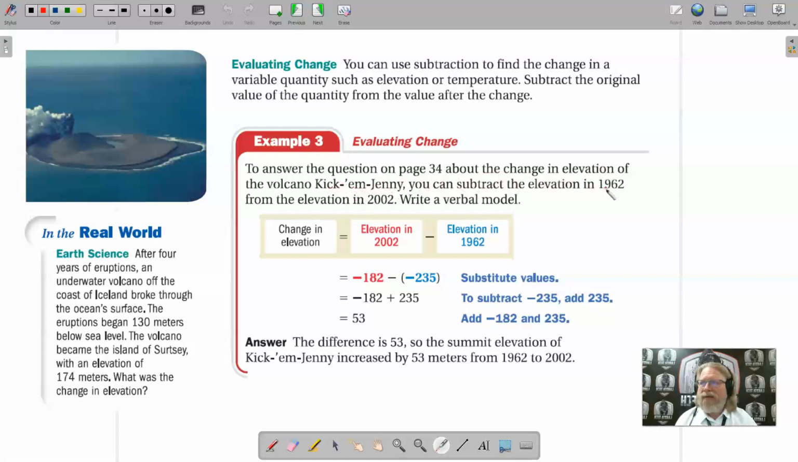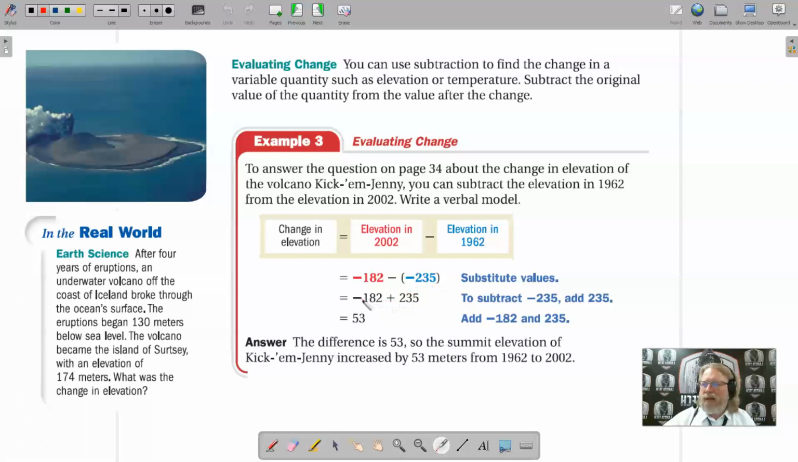You can subtract the elevation in 1962 from the elevation in 2002. So let's write a verbal model to find the change in elevation. That is equal to the elevation in 2002 minus the elevation in 1962. So we will take the elevation in 2002, the negative 182, minus the measurement of negative 235, which was what it was in 1962. We're going to change the sign. The opposite of negative 235 is positive 235.